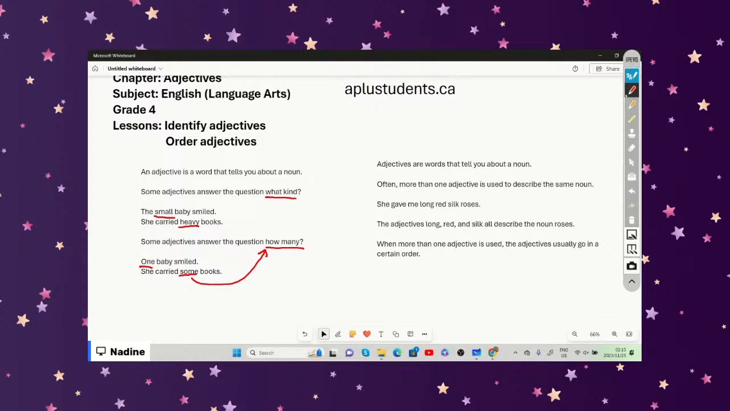So these are words that tell us either how many or what kind. Let's say they answer the question what kind or they answer the question how many. To make it easier to identify the adjective within a sentence, you can basically ask yourself what kind and the noun, or how many and the noun.